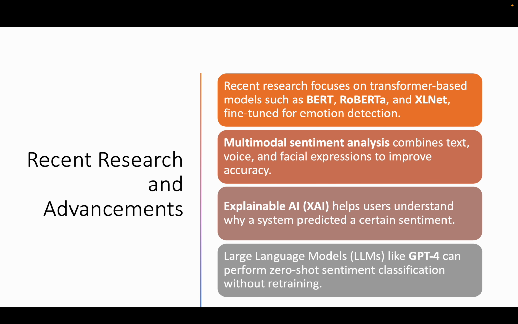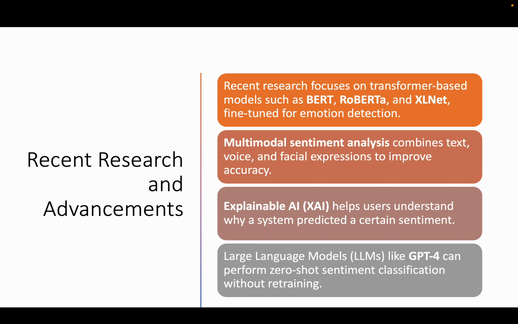Here we discuss recent research and advancements. Recent research has focused on three major directions: transformer models, multimodal emotion recognition, and explainable AI. Transformers like BERT and RoBERTa have achieved record accuracy by understanding context in both directions. Multimodal analysis combines text, voice, and facial expressions to improve emotion detection. For example, a customer service AI may analyze both speech tone and the actual words used to detect anger and satisfaction.